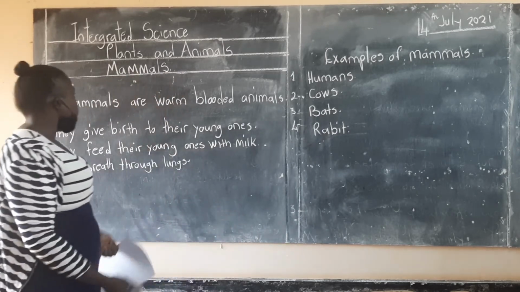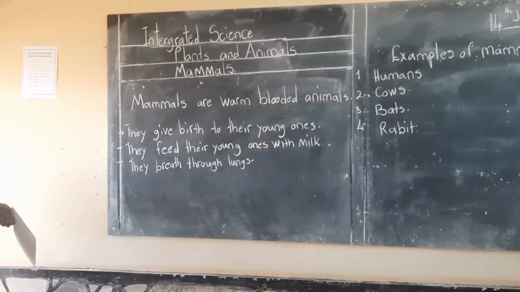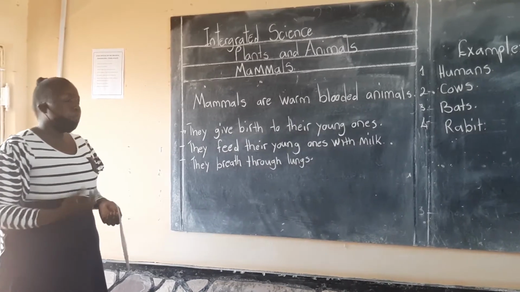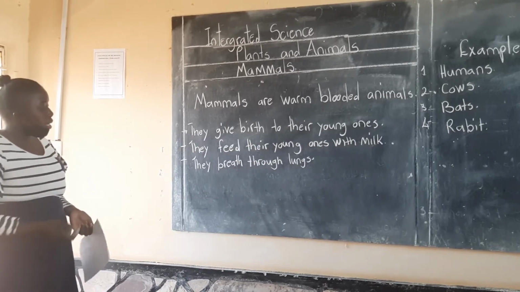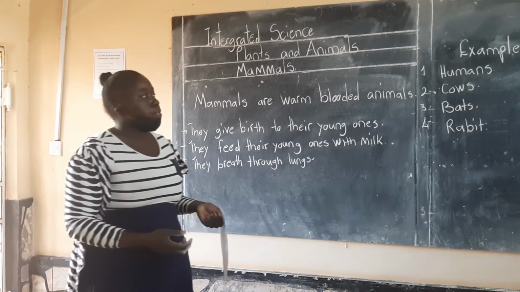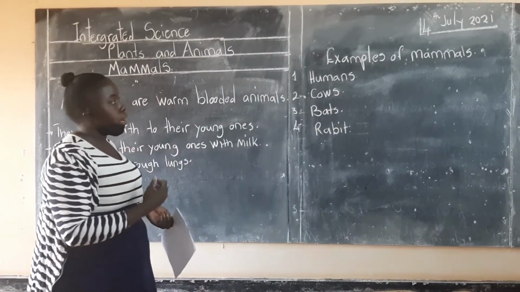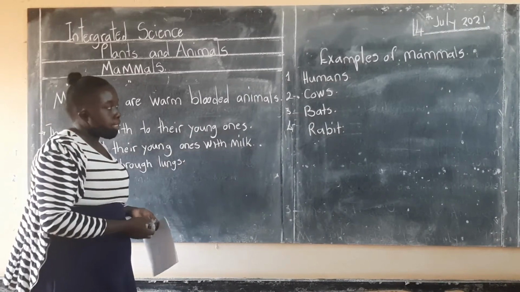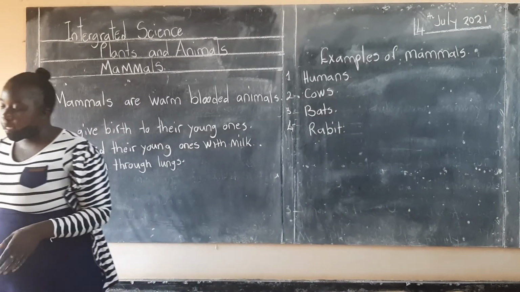So to begin with, we said mammals are warm-blooded animals. And then the characteristics of mammals are: one, they give birth to their young ones; two, they feed their young ones with milk; three, they breathe through lungs. And then we looked at some examples of mammals: one, humans; two, cows; three, bats; four, rabbits. Okay, so let us look at this chart together.